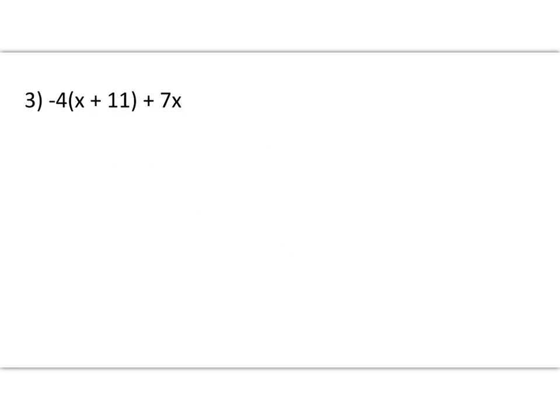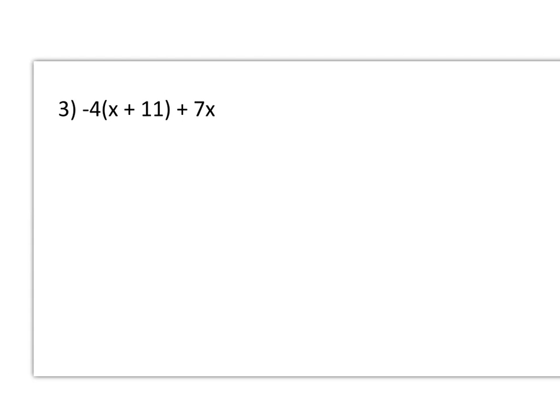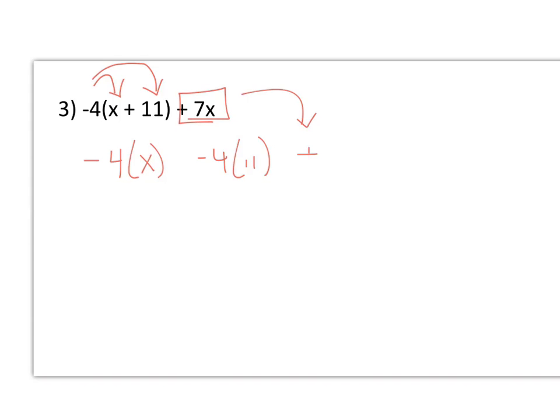3. I notice that, again, I have a -4 outside of parentheses, so that tells me that I am going to have to distribute that -4 to the x and then -4 to the 11. So let's set it up. -4 times x and then -4 times 11. And then this +7x here is on the outside of parentheses, so I am going to just bring it down. It does not get multiplied.